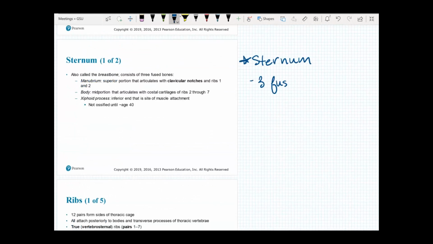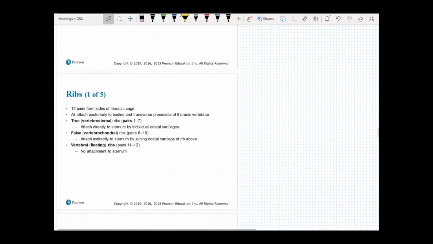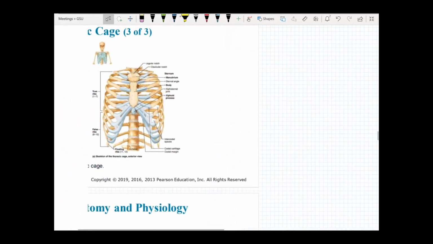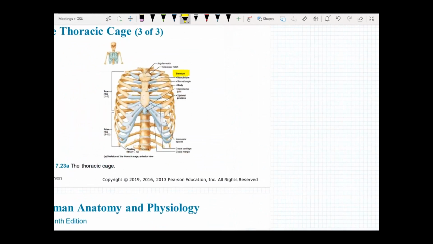So these 3 fused bones will make up this one bone that we know as the sternum. They're going to be the manubrium, the body, and the xiphoid process. So when you're looking at this guy right here, which is our thoracic cage, here is your sternum. Your manubrium is going to be this top part. It kind of looks like the top of a tie. Your body is going to be the actual tie itself. And then the xiphoid process, there's this tiny little tail that will come off. These are directly on the midline of the body, just like that. That will be the sternum.